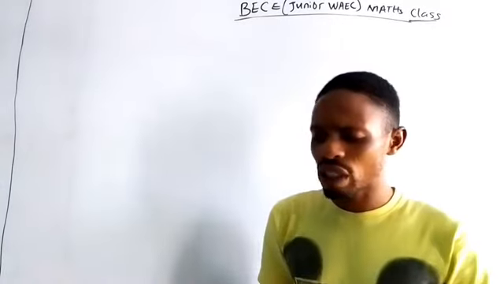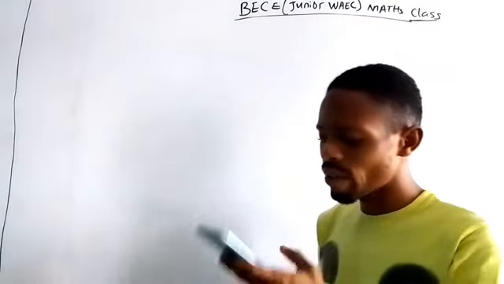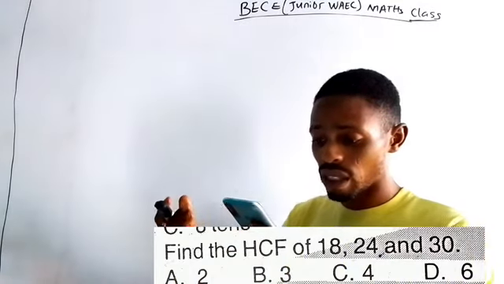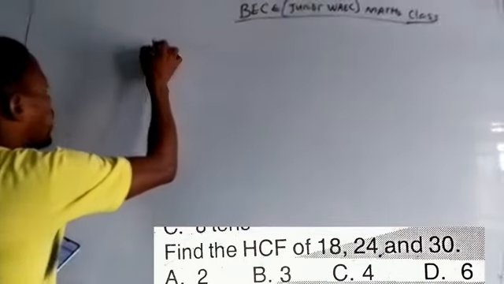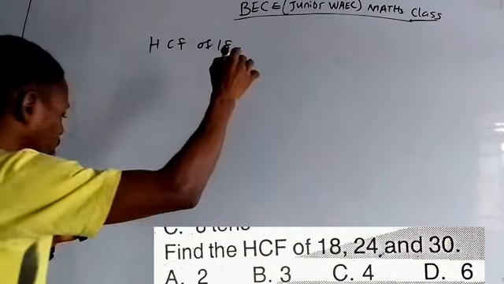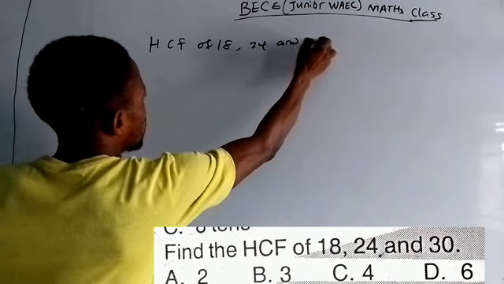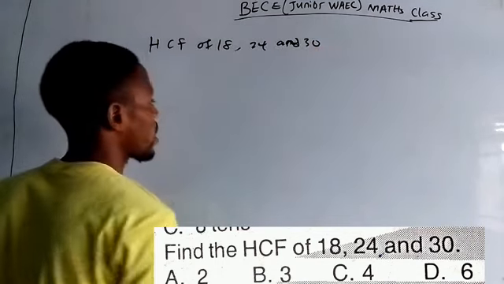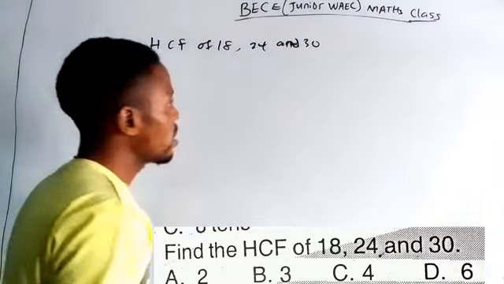So the first question I have on my list here, I think we'll display on the screen now. According to the first question, it says find the HCF of 18, 24, and 30. So we want to find the HCF of 18, 24 and 30.